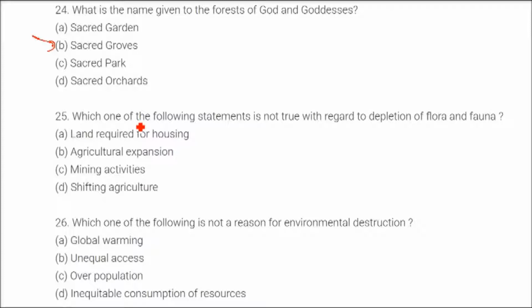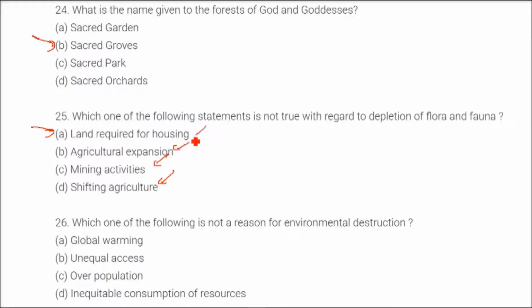Which one of the following statements is not true with regard to depletion of flora and fauna? Land required for housing. Agriculture is responsible, mining activity, shifting agriculture, slash and burn, the jhum type of agriculture, they are highly responsible. But the land required for housing may not be such a big issue here.